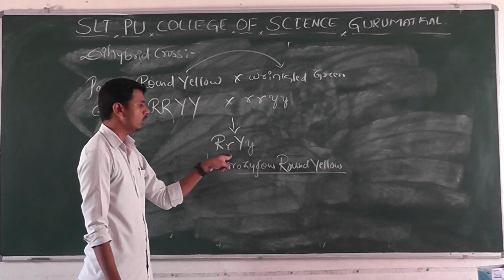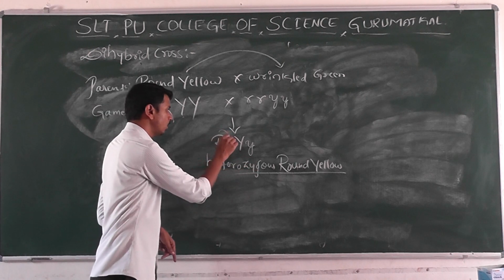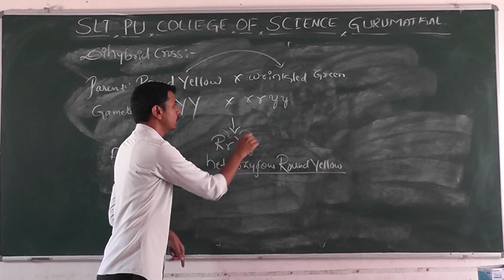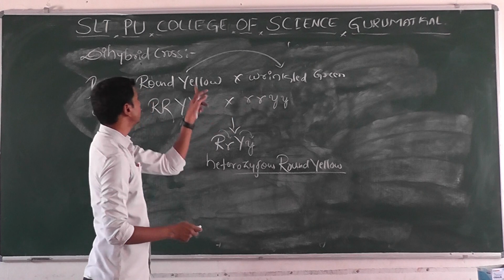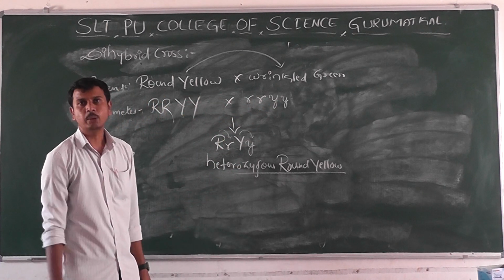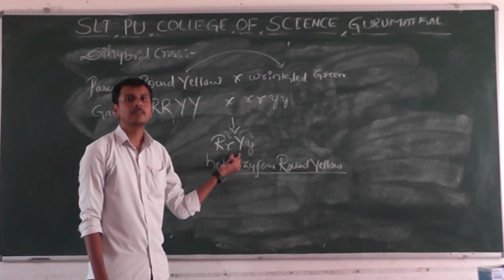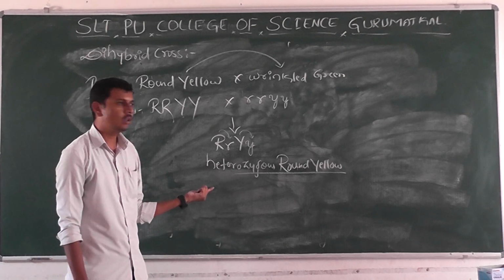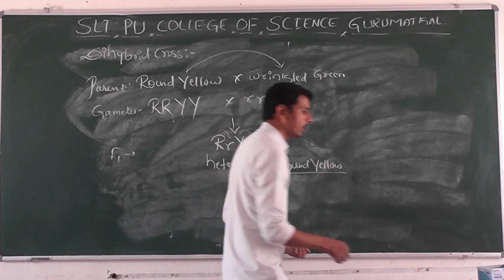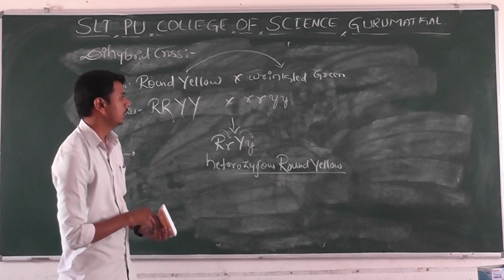Capital R small r means round, and capital Y small y means yellow. We have mentioned this because round is dominant over wrinkled, and yellow is dominant over the green color. So that is what we are going to see. In the F1 generation we got heterozygous round yellow plants. Now we are going to concentrate on the F2 generation.